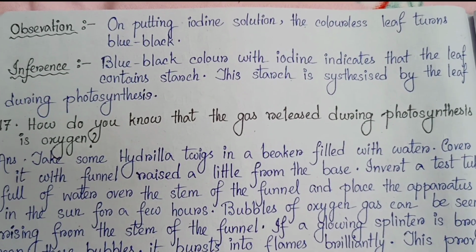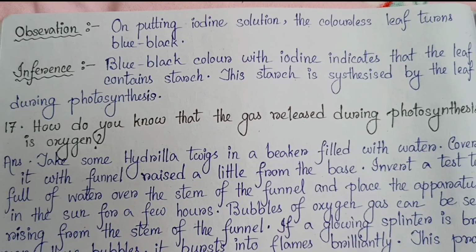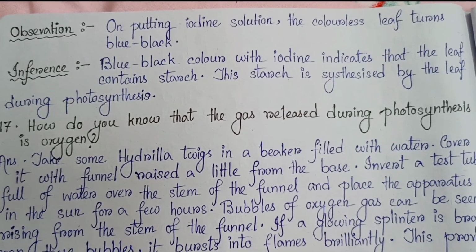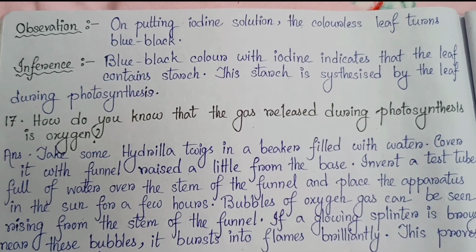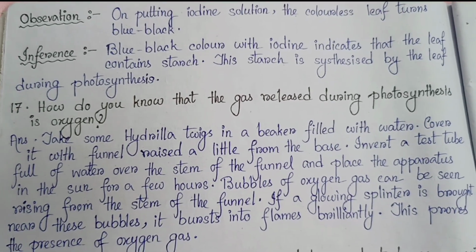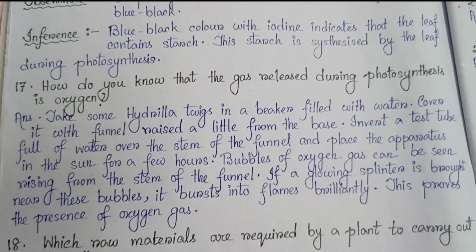Observation. On putting iodine solution, the colorless leaf turns blue-black. Inference. Blue-black color with iodine indicates that the leaf contains starch. This starch is synthesized by the leaf during photosynthesis.